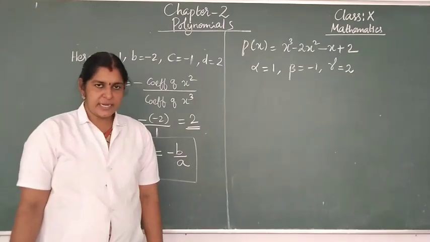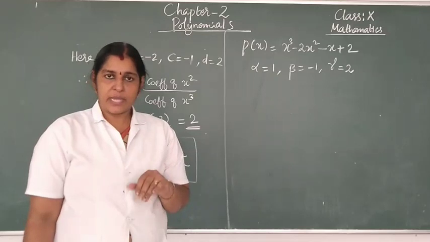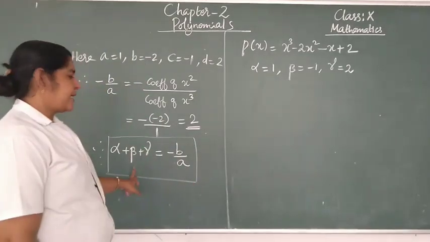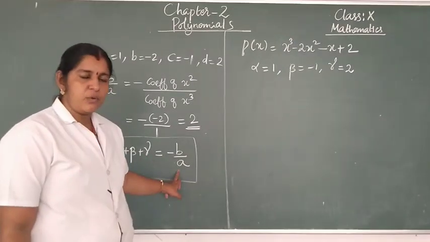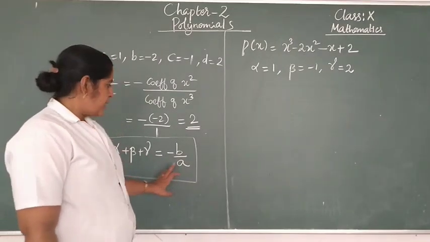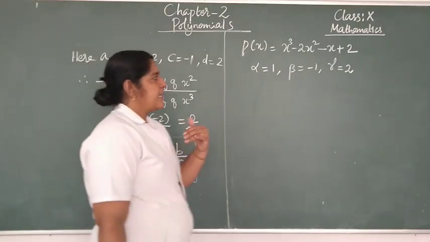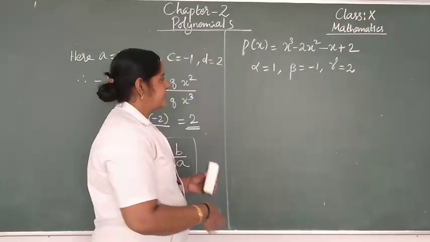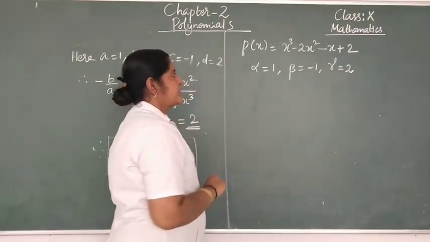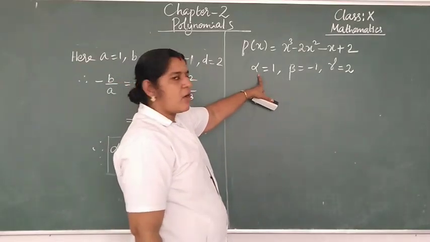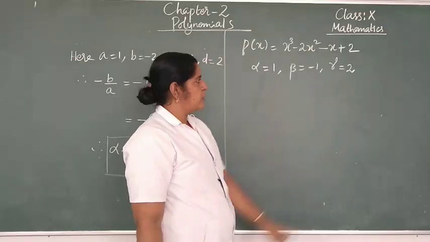Okay. See children, in a cubic polynomial we have to study three relations. So one of the relations we studied now, that is alpha plus beta plus gamma is equal to minus b by a. Now in order to move to the second relation, we are taking a new concept. We know that the polynomial is x cube minus 2x square minus x plus 2, where we got the three zeros, alpha equal to 1, beta equal to minus 1 and gamma equal to 2.